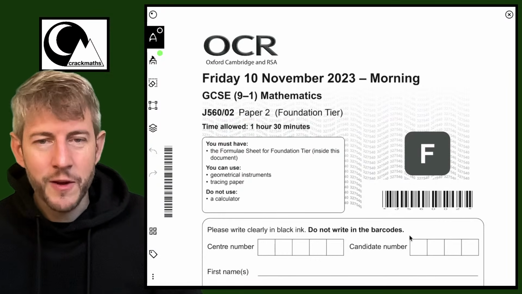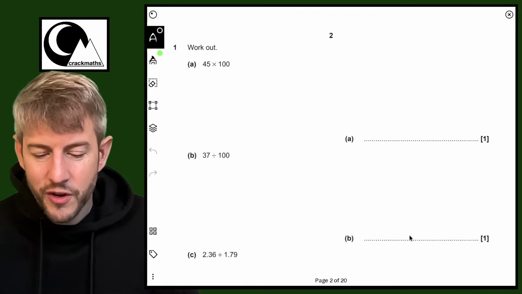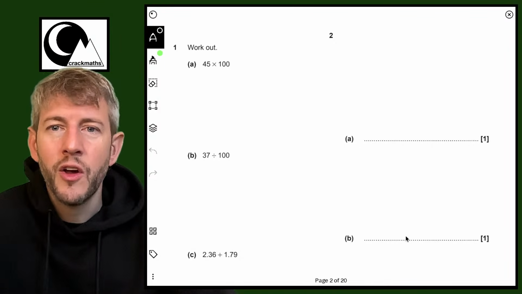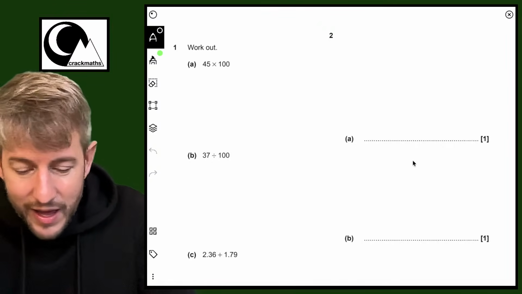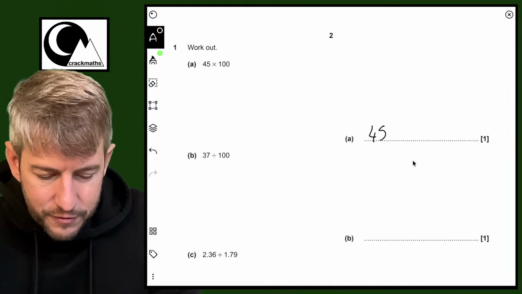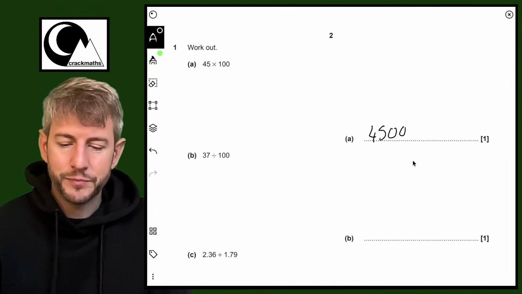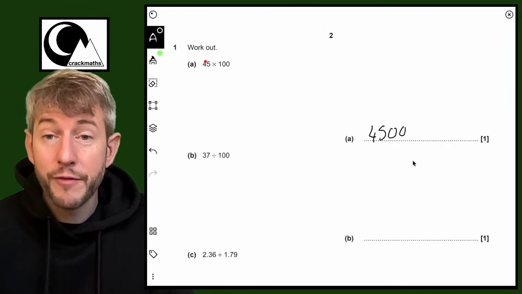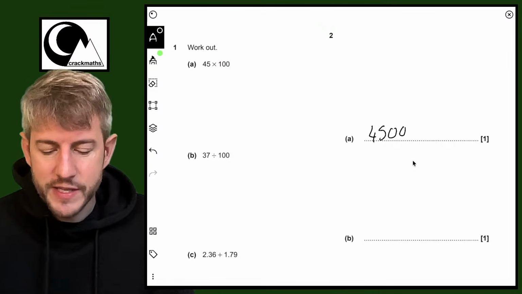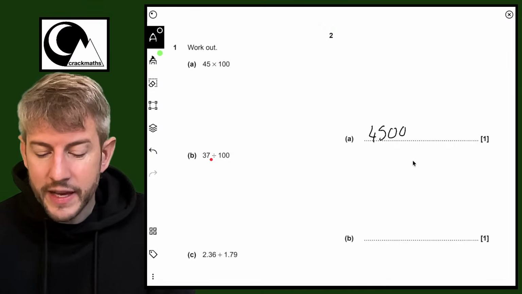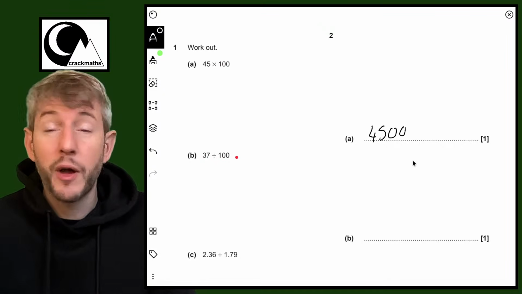Let's begin. So question 1 I have here, which is work out 45 times 100. So that's going to be 4,500. The best way to think about it is if you're multiplying a whole number by 100, you just add on the 2 zeros. This one here is 37 divided by 100.